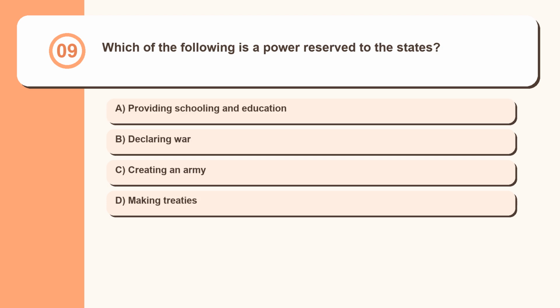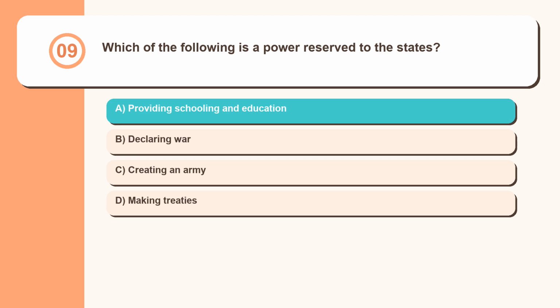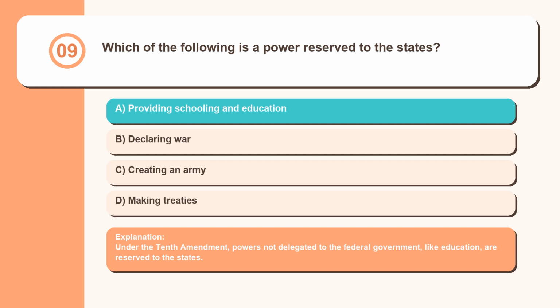Question 9. Which of the following is a power reserved to the states? Providing schooling and education, declaring war, creating an army, making treaties. Under the 10th Amendment, powers not delegated to the federal government, like education, are reserved to the states.